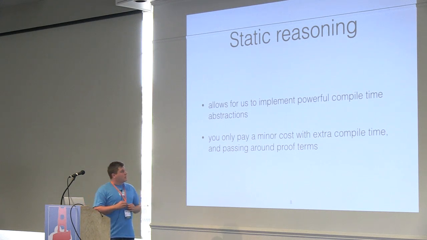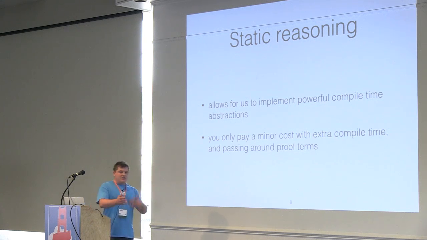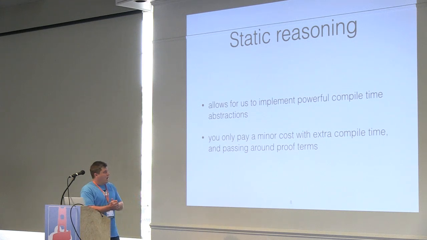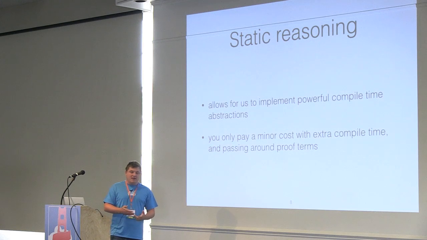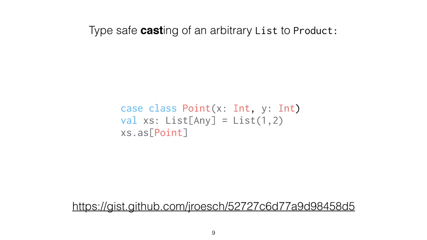So the way Shapeless works, almost everything's happening at compile time. You pay a minor cost of passing around these proof terms that we'll talk about constructing, and also you pay it in compile time because the implicit selection takes a while. So I just want to show some more examples.